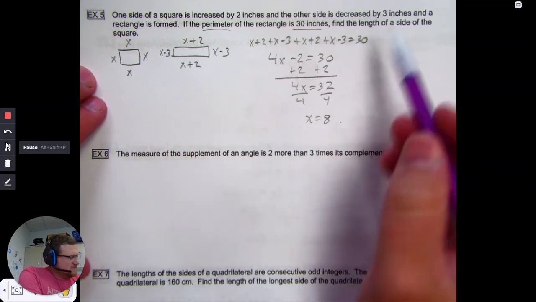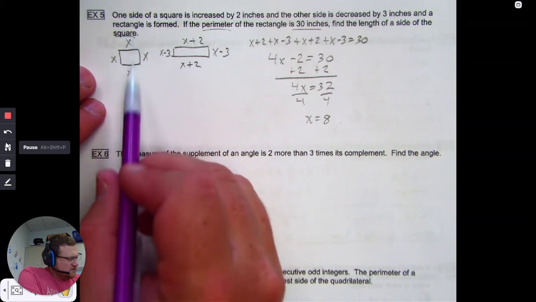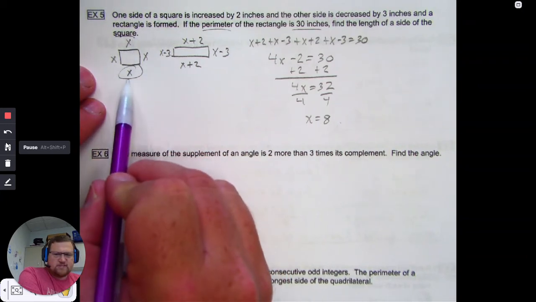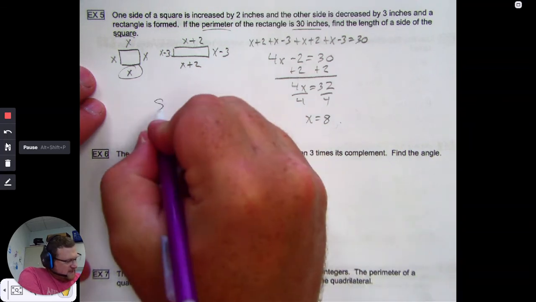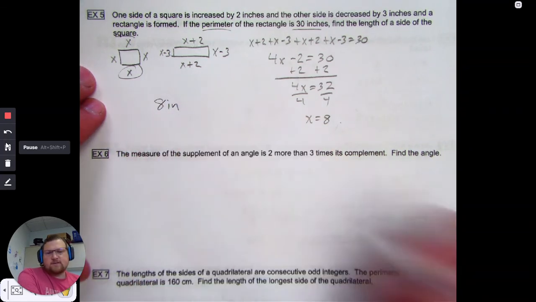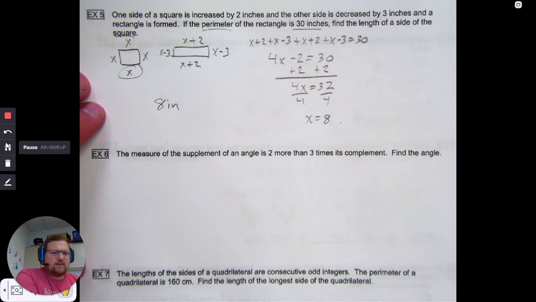Now, since we're just asked to find the length of the side of the square, right, we said the side of the square was just x. So then our answer is simply 8 inches. And yes, we should be in the habit of labeling.